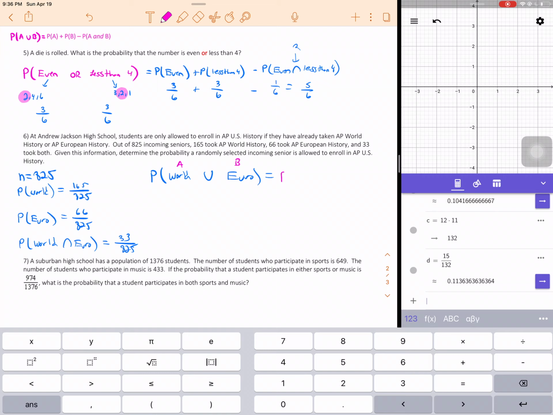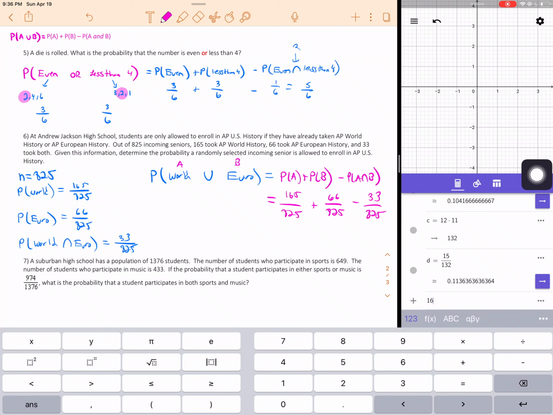What I like to do is just put A and B. And then you just say this: it's the probability of A plus the probability of B minus the probability of A and B. It just makes things a little quicker. So what's the probability of taking World? 165 out of 825. Probability of taking B, Euro? 66 out of 825. What's the probability they took both? 33 kids took both, right? So don't count the 33 kids that took both twice, so we have to subtract it.